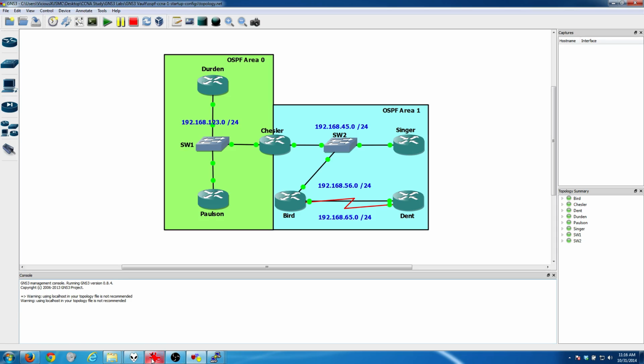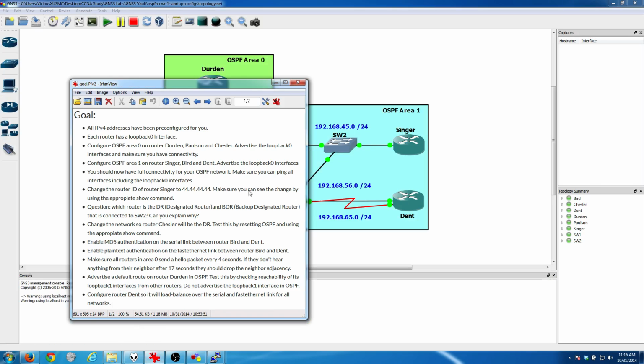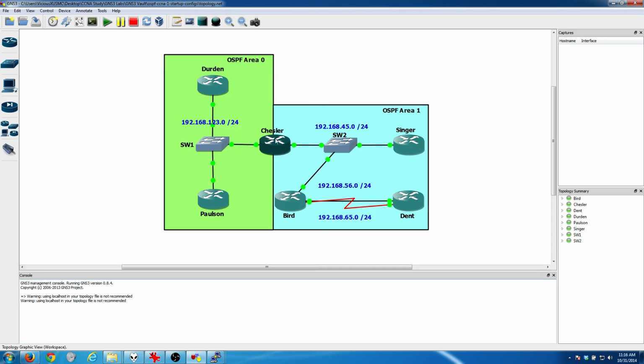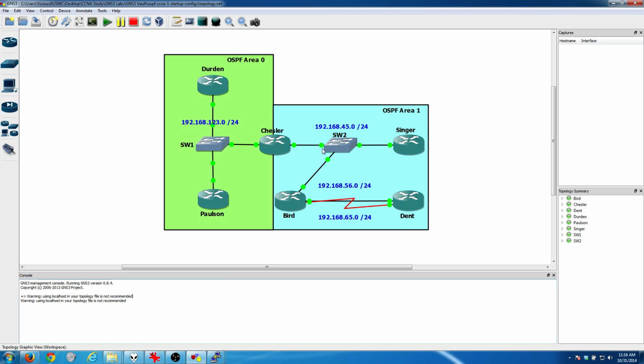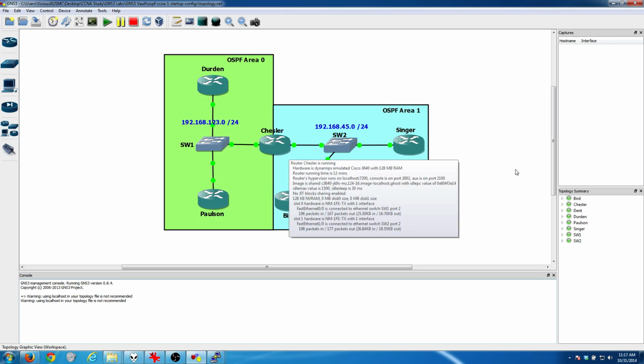What's the next thing it asks us to do? Change the network so that Chesler will be the designated router. Test this by resetting OSPF and using the show commands. So they want us to make Chesler the designated router for this segment here. This will be a little confusing to show because it is on both area 0 and area 1. So it could be the designated router for both areas, or for one or the other. So you have to make sure you look at the information properly.